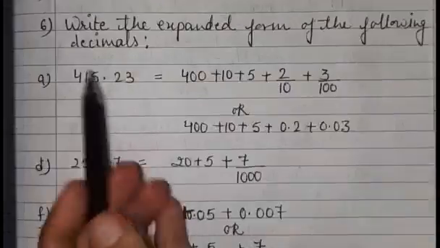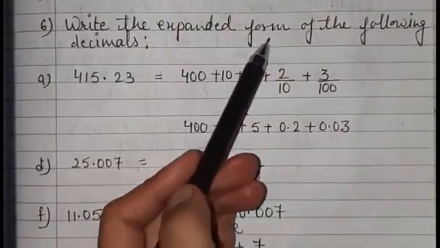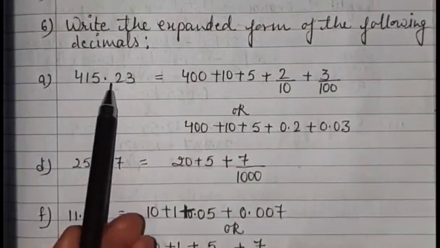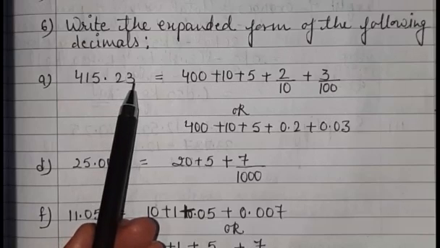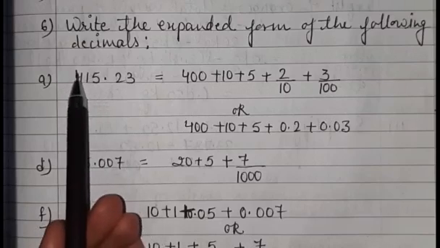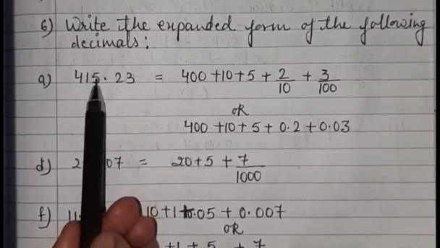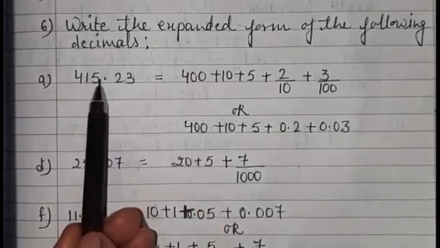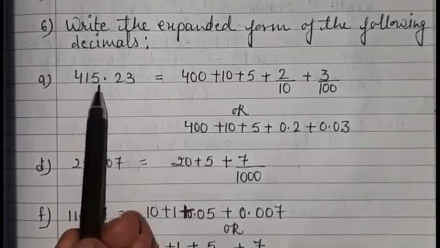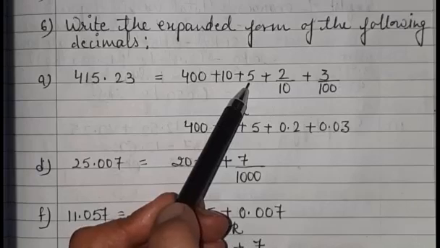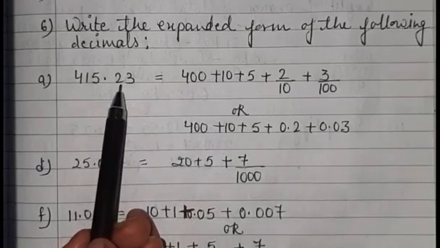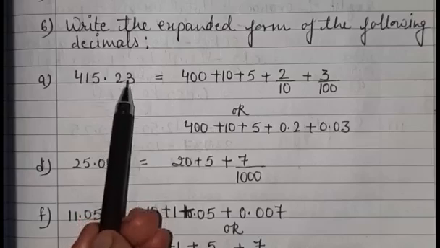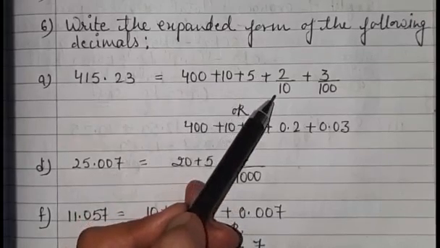Right? Come to sixth numerical, write the expanded form of the following decimal. A part is 415.23. How we can expand it? This whole part we can write as 400. This is 1's tens 100 place. So 400 plus 1's tens, so 10 plus 5 is a unit place. Right? And after decimal, this is a tenths place. 2 is in tenths place. So we will write as 2 by 10.